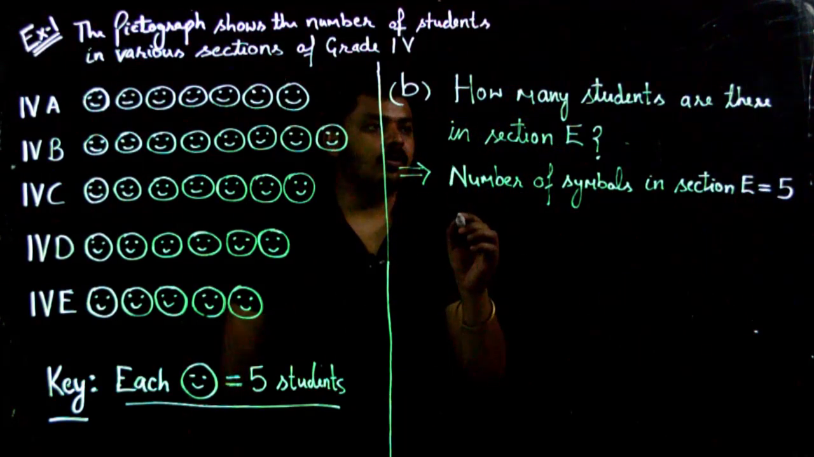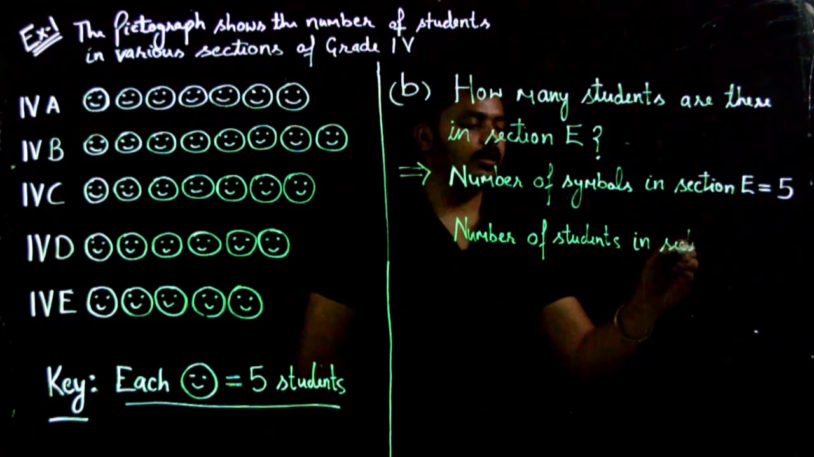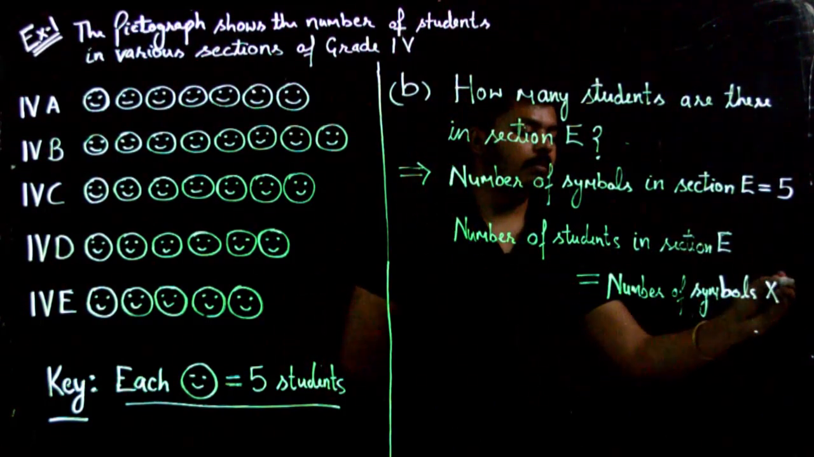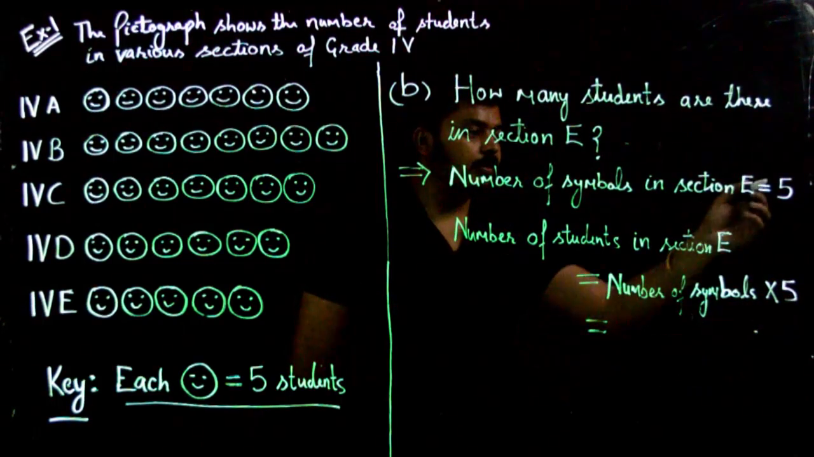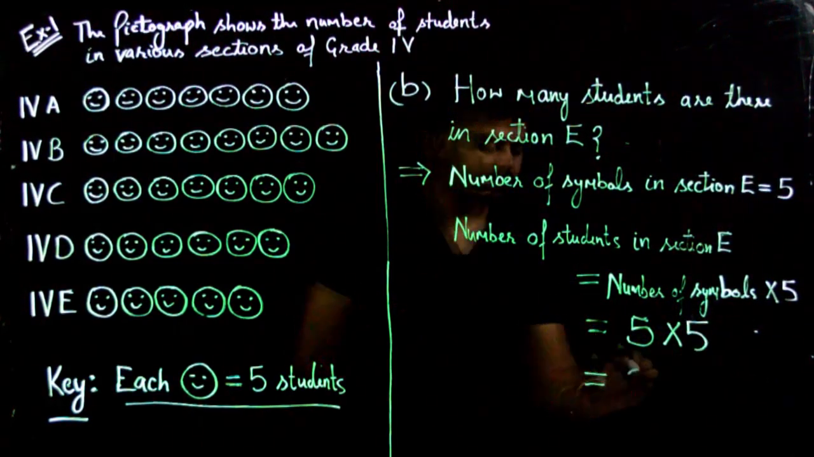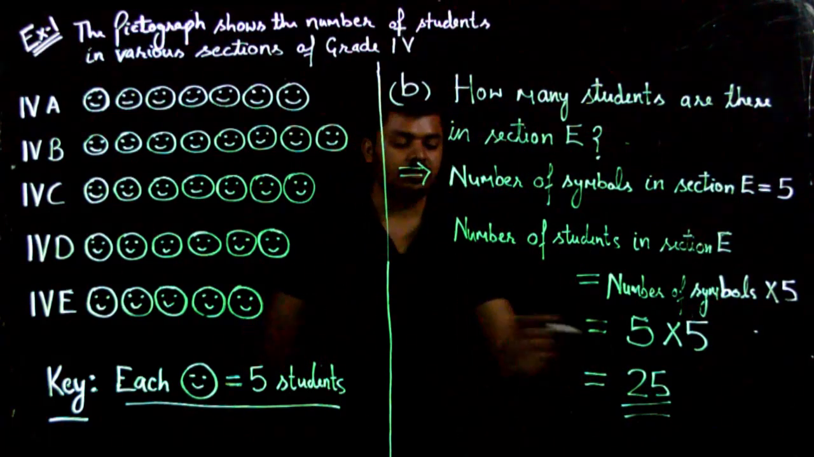So therefore number of students in section E is equal to the number of symbols multiplied by 5. So the number of symbols are 5 multiplied by 5 gets 25. So the number of students in section E is 25.